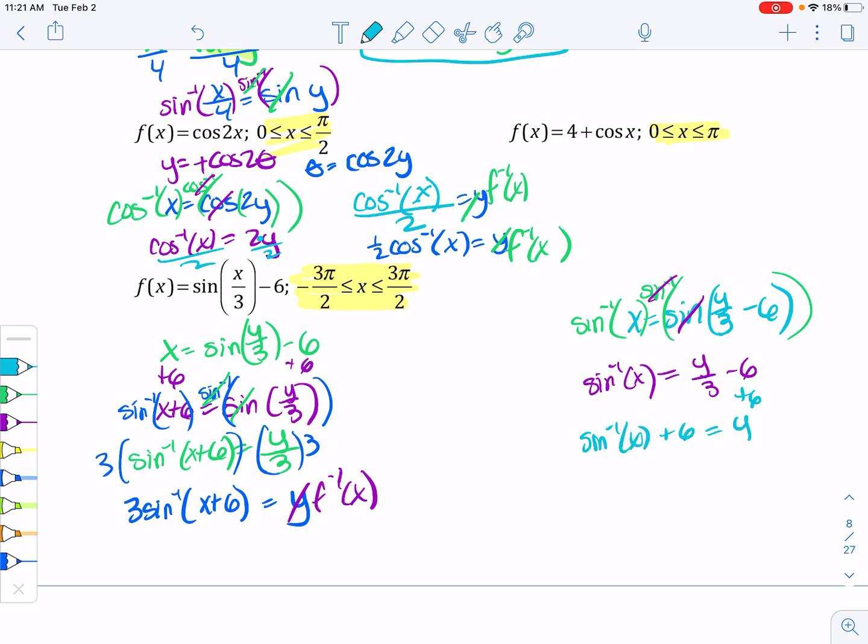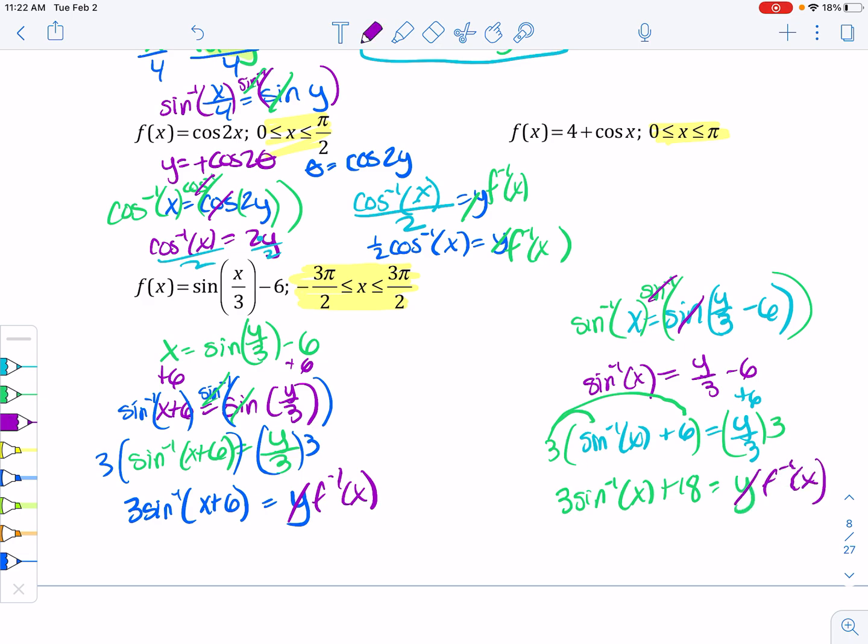You don't have to have the parentheses around the x right now, but you can. Then I need to get rid of dividing by 3. So I multiply by 3 on both sides. When I multiply by 3, it needs to go to the sine and to the 6. So it's 3 inverse sine of x plus 18 equals y, and then I can rename that to f inverse of x.